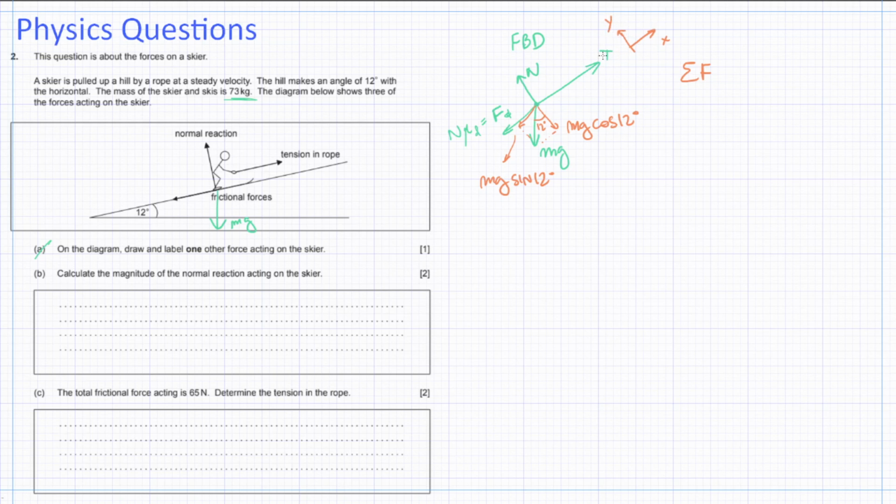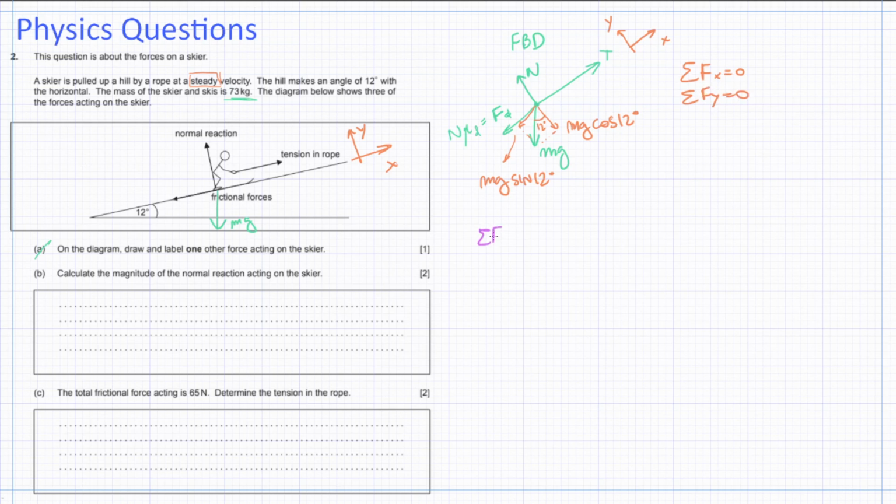And this one is along our plane here, our slope. Okay, so x is in this direction and y is in this direction. Now, there's a very important piece of information in the question. We're told that there's a steady velocity. So that will mean that the sum of the forces on x will be 0 and the sum of the forces on y will be 0.